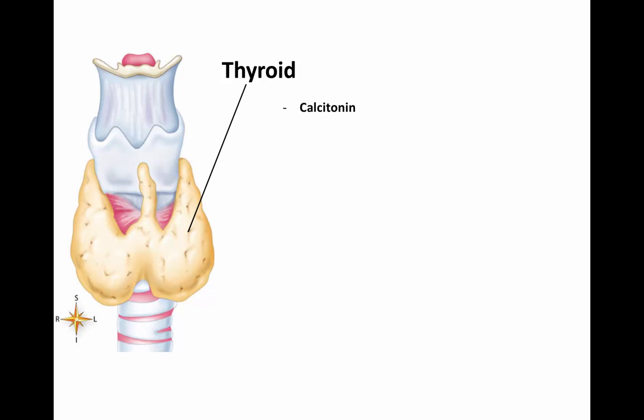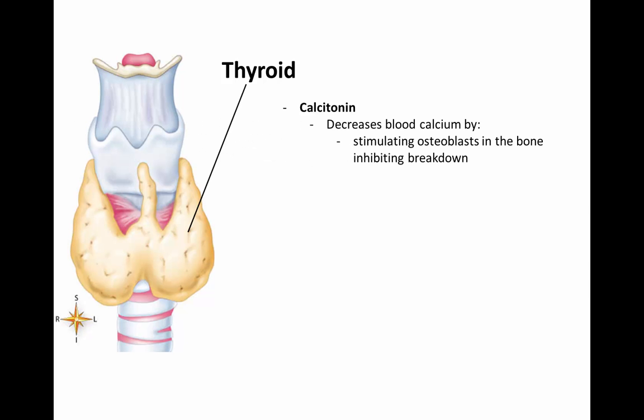Calcitonin is released in response to levels of calcium in the blood being too high. It decreases blood calcium levels by stimulating osteoblasts in the bone, which inhibits the breakdown. The bone is storing and building with the calcium.